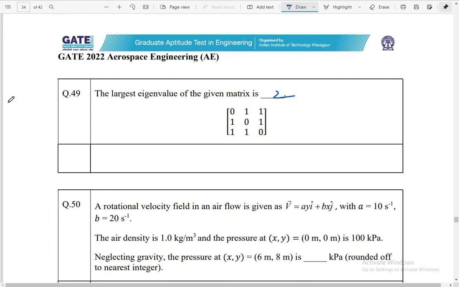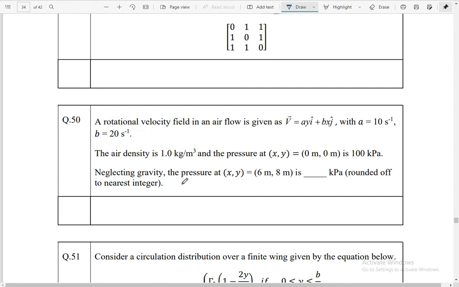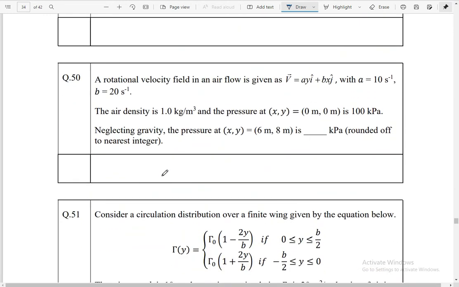Question number 50. The rotational velocity field in an air flow is given. A is given, B is given. Air density is given, pressure is given, with negative gravity, pressure at x, y. The pressure at 0, 0 is given as 100 kilopascal. Then we have to find the pressure at 6 and 8.